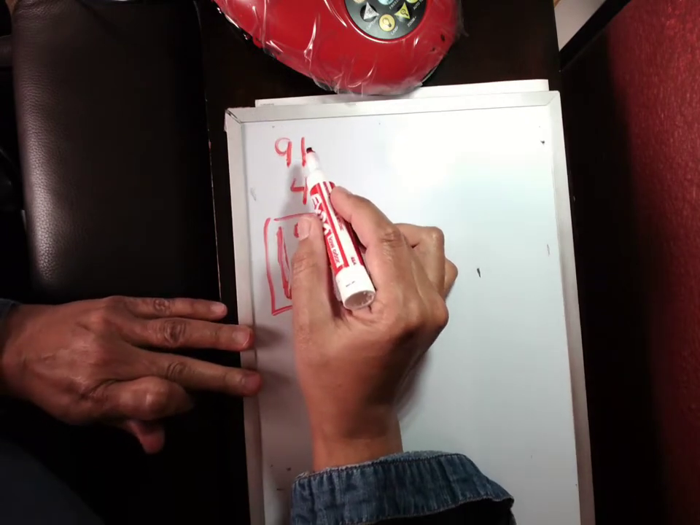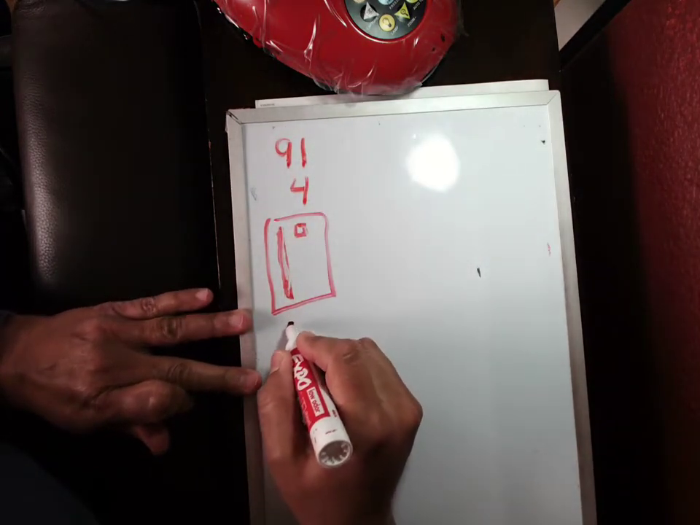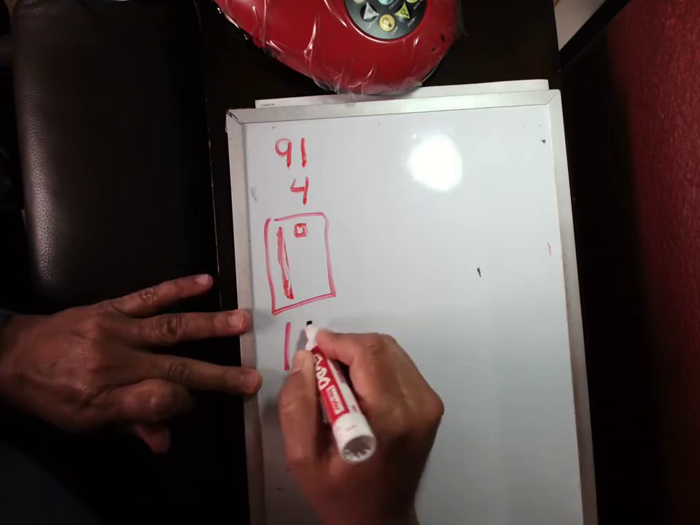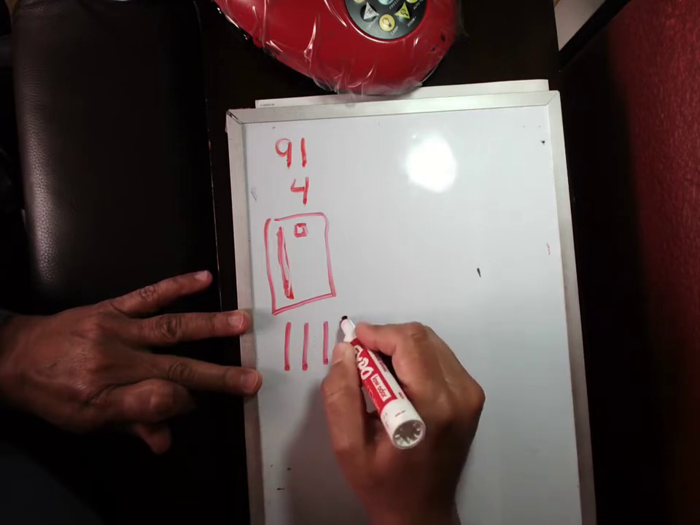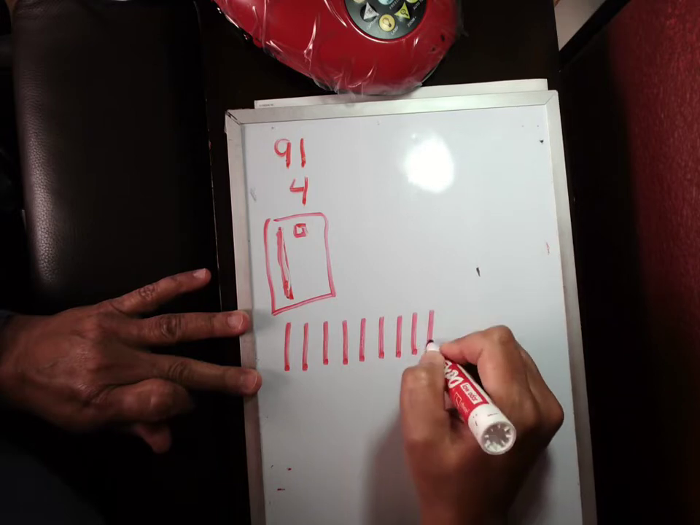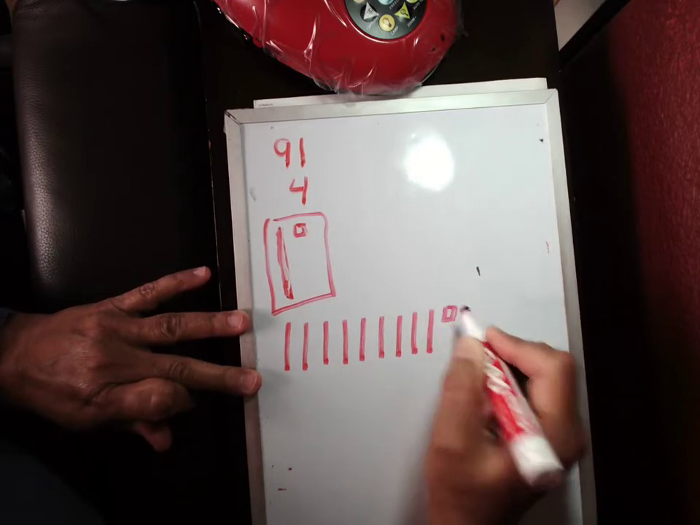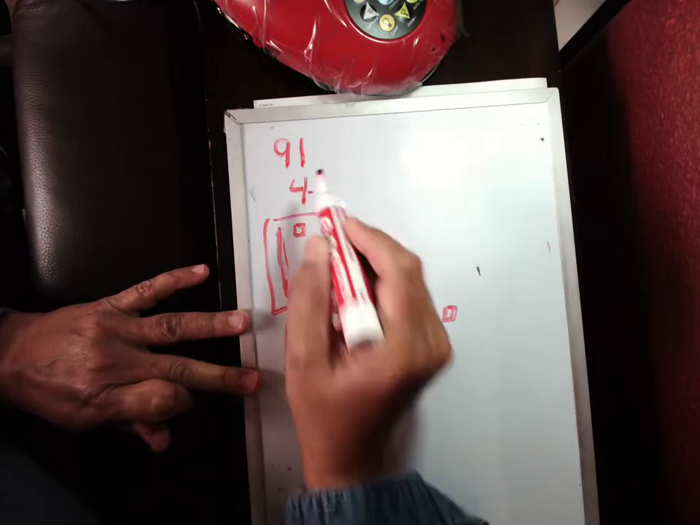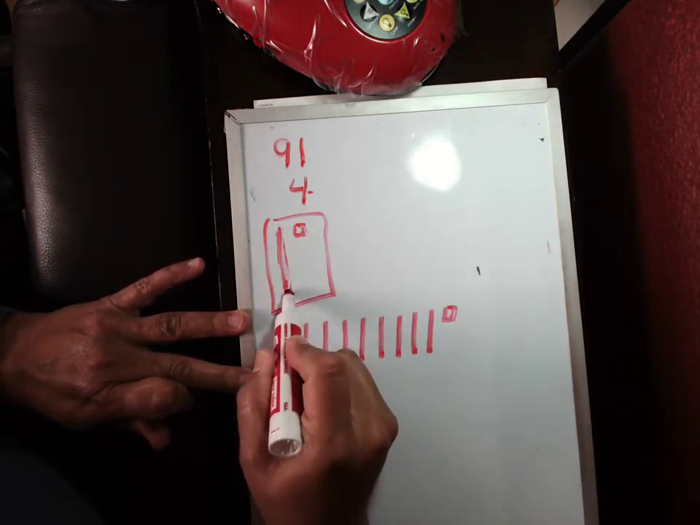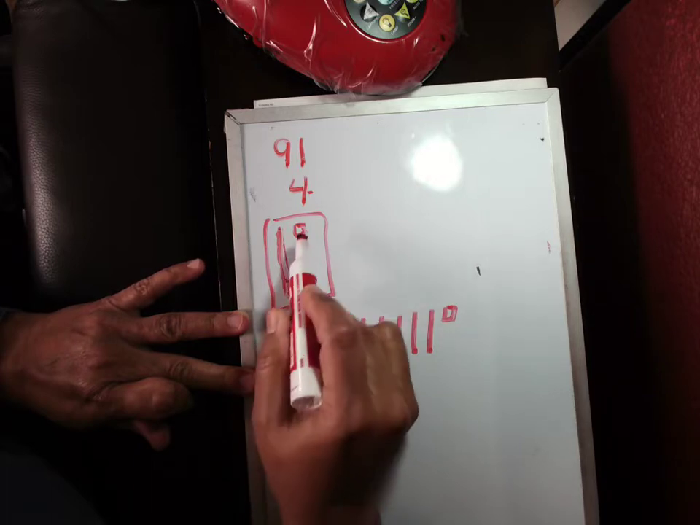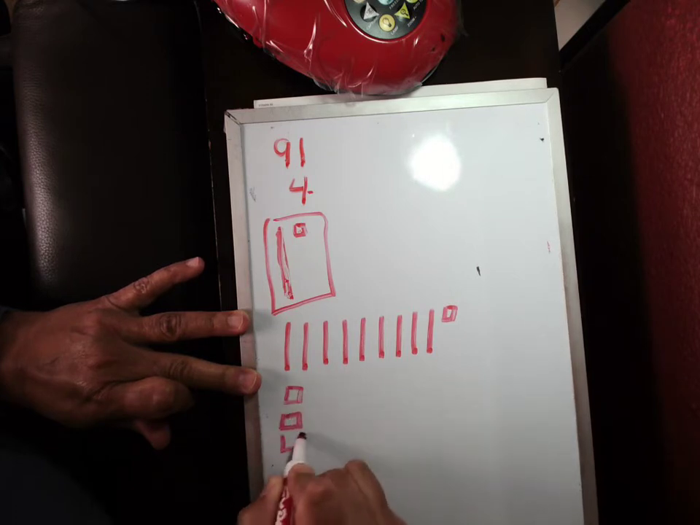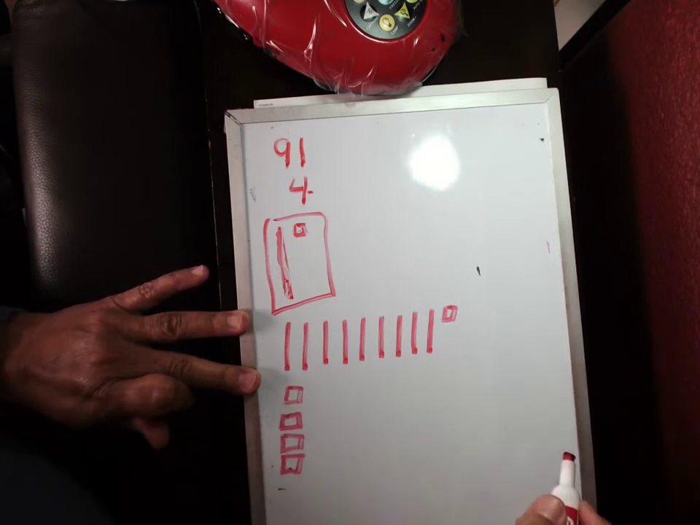For Avish's 91 jokes, we're going to draw a representation of 91. So we're going to go ahead and go 10, 20, 30, 40, 50, 60, 70, 80, 90, and 91. For Mahek's, we're going to draw a representation of 4. Now we can't use a 10 because a 10 is way too much, so we're going to use 4 ones. 1, 2, 3, 4. Okay?